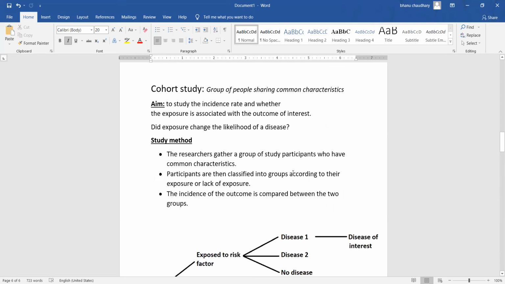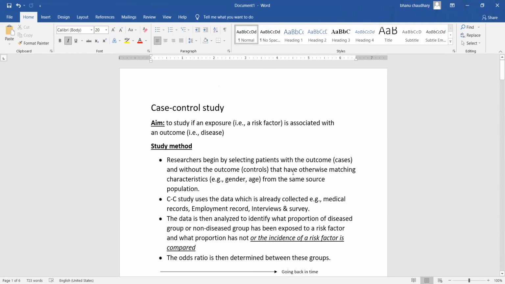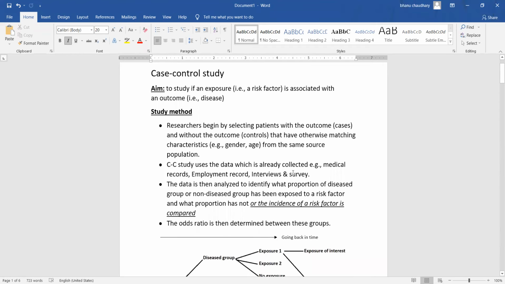Okay, then comes the case control study. Okay, and again, in case of a case control study, you want to know if a certain exposure, which is a risk factor, is associated with the outcome or not. Okay, the exposure is a risk factor and the outcome is a certain type of disease or a certain effect. Okay, so you want to determine whether the exposure is associated with the outcome or not.